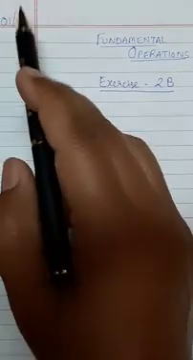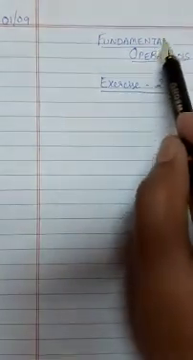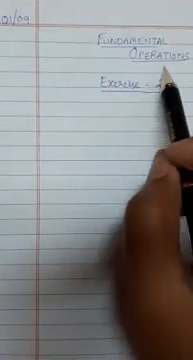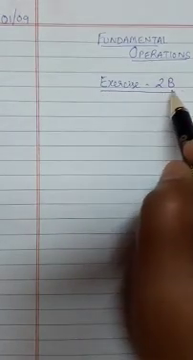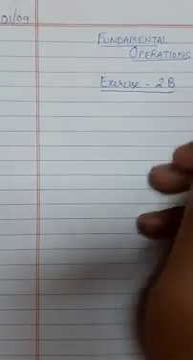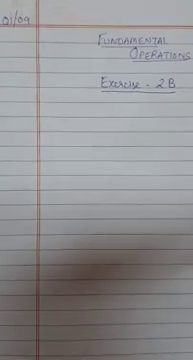Good morning, students. The date today is 1st of September, and we are continuing with the chapter Fundamental Operations in Algebra. The exercise that we have to do today is exercise 2b, which is going to be all about the next operation, that is multiplication.